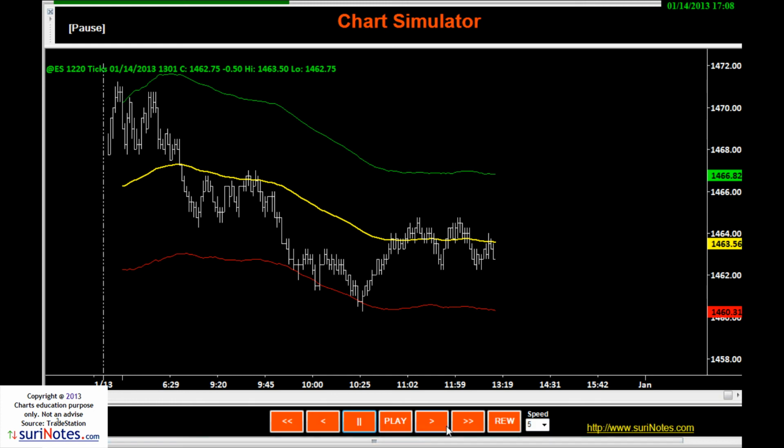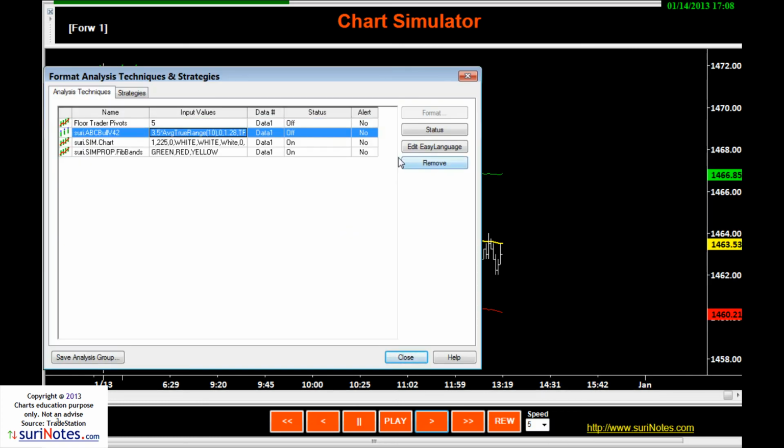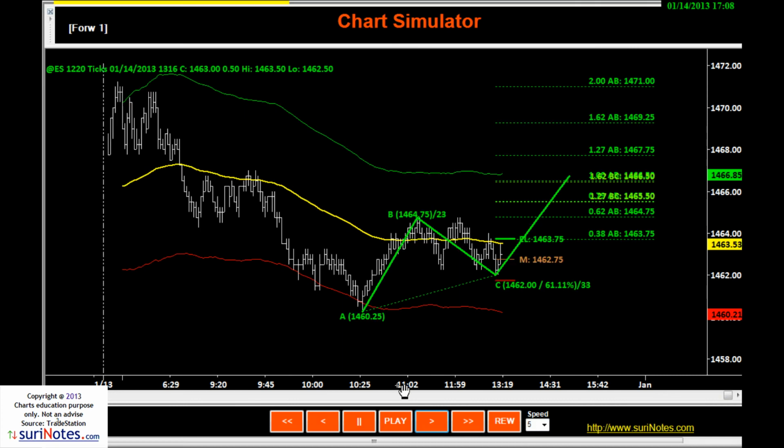So this is how it evolved. Let's go bar by bar here. It did. Now here it made a 61%. So let's start this ABC pattern right now. So that's the ABC pattern. I know it came to about 61% at 1462, but there's no trigger yet. At that time I decided that if the price closes above 1463.75, I wanted to buy it at 1464. So that was my first buy into the trade.